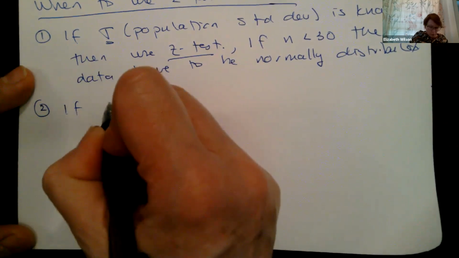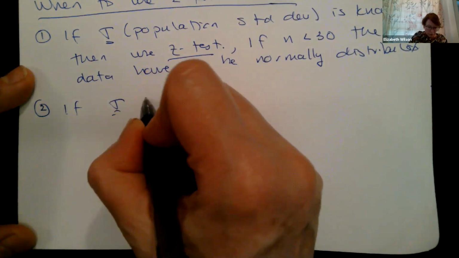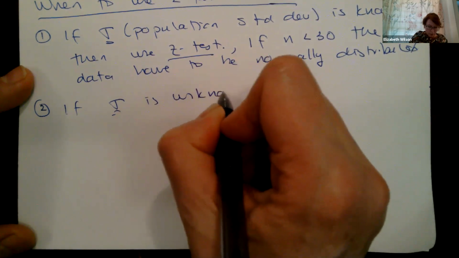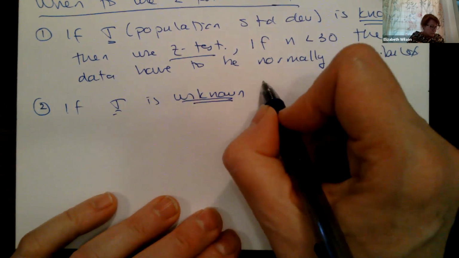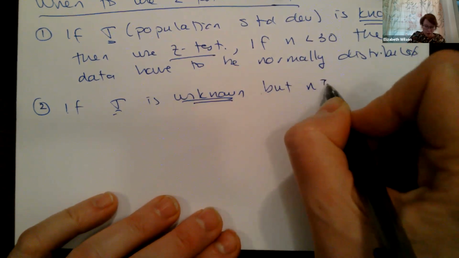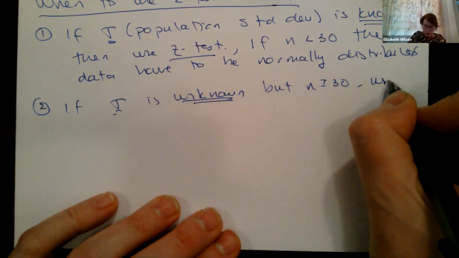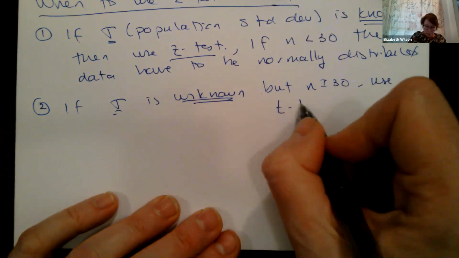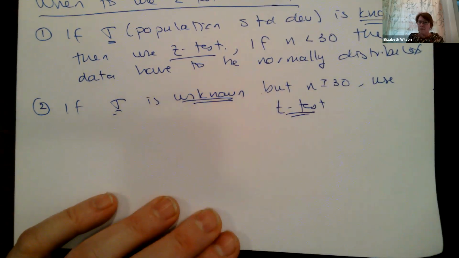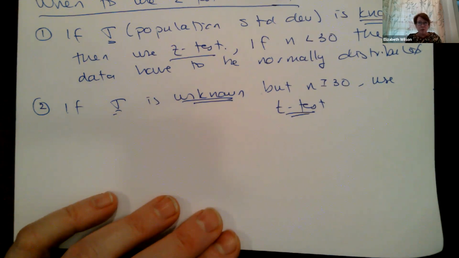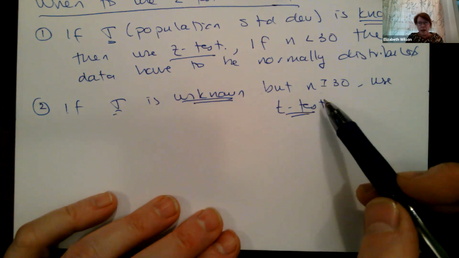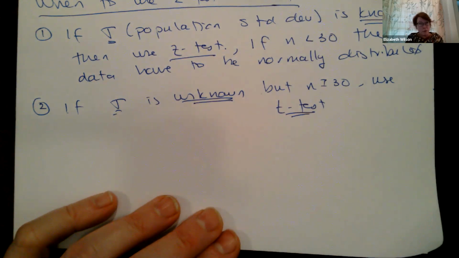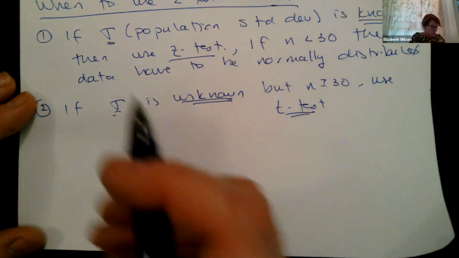So if our population standard deviation is unknown, but our n is greater than or equal to 30, we're still going to use the t-test, because all we have is our sample. We have our sample standard deviation and our sample mean. That means I have to use the t-test. Luckily, we have our t-tables that go up high in number in terms of our degrees of freedom. Okay.